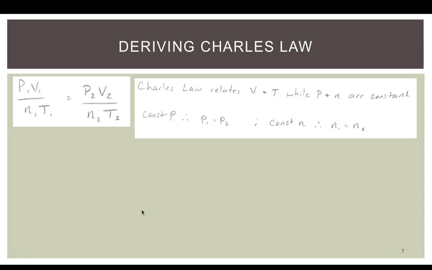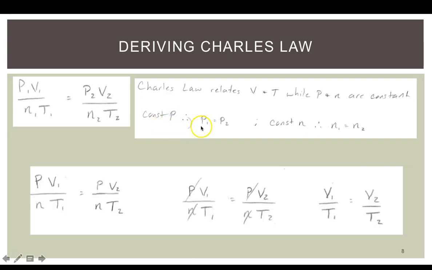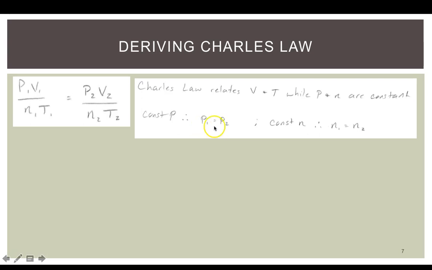So we can rewrite that in a mathematical sense, a logical argument, saying constant P, and you see this triple dot right here, that means therefore. So constant pressure, therefore, pressure 1 equals pressure 2. Also, constant N, so constant number of moles, therefore, N1 of the system equals N2 of the system. N1 equals N2.